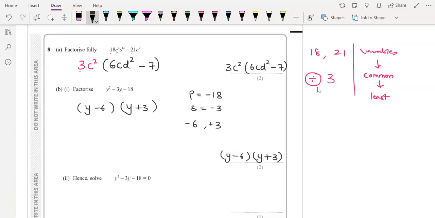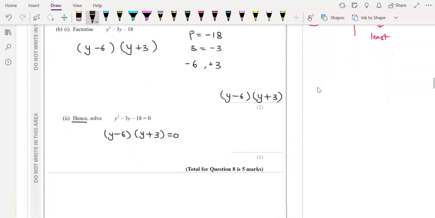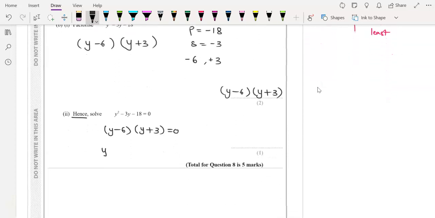Okay, now hence solve. So it is a continuation. Now since we have already factored, we can write y minus 6, y plus 3 equal to 0. So y minus 6 is 0, or the second factor y plus 3 is 0. So y will be, move minus 6 to the right, you will get positive 6, or y will be, plus 3 will become negative 3. So your two solutions are 6 and negative 3.